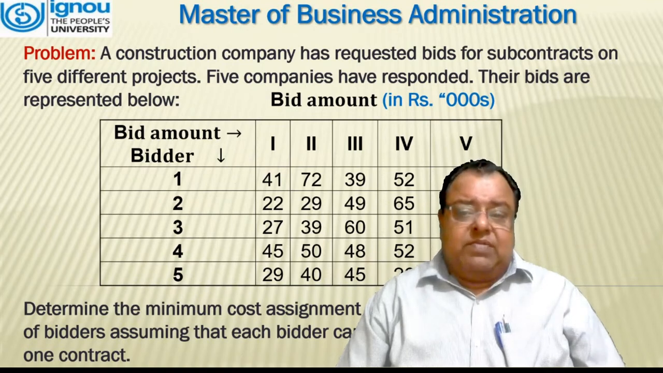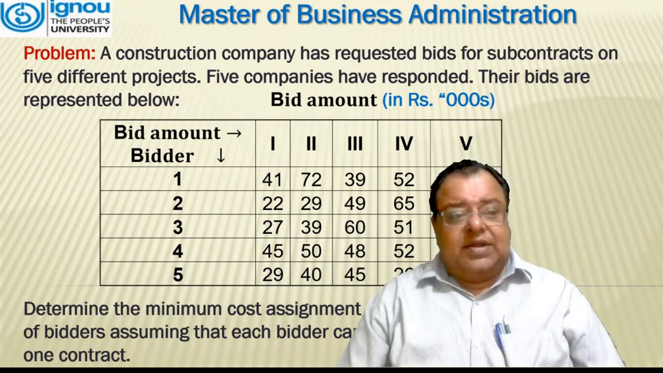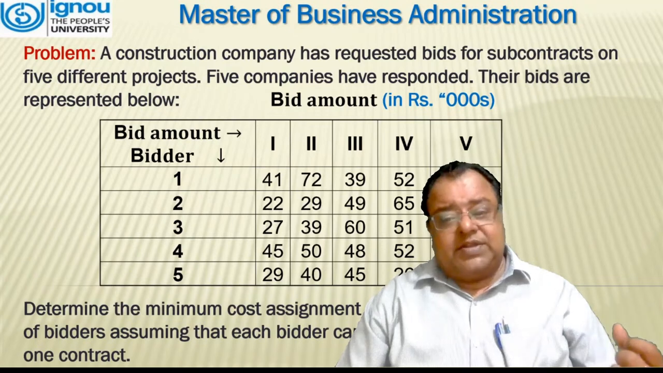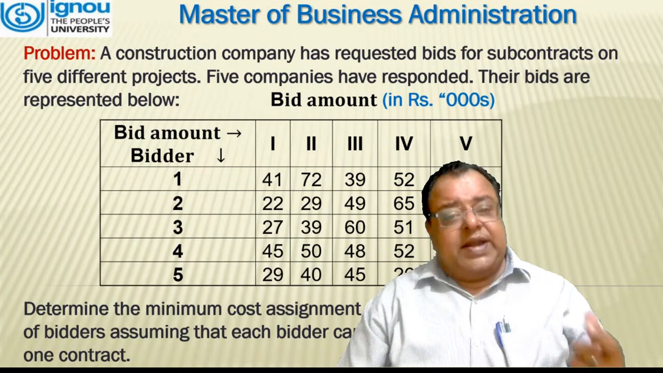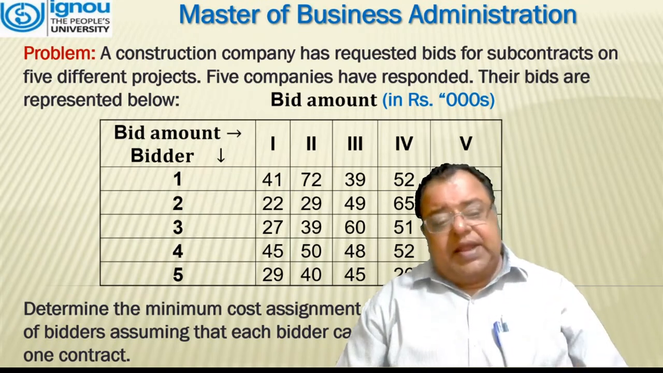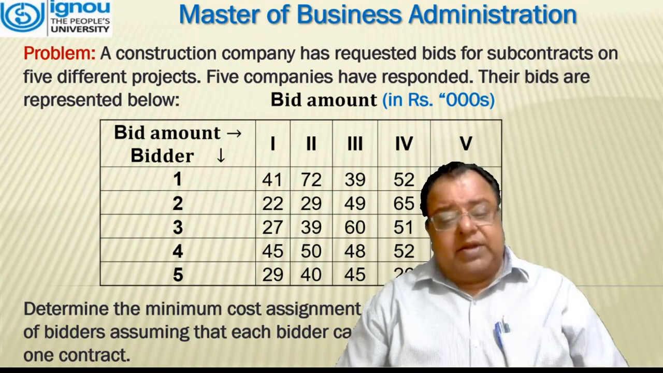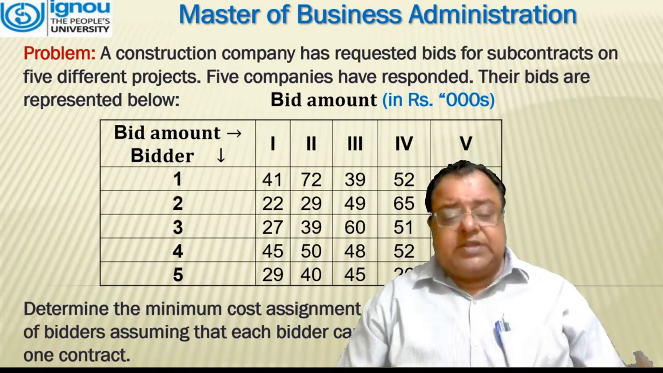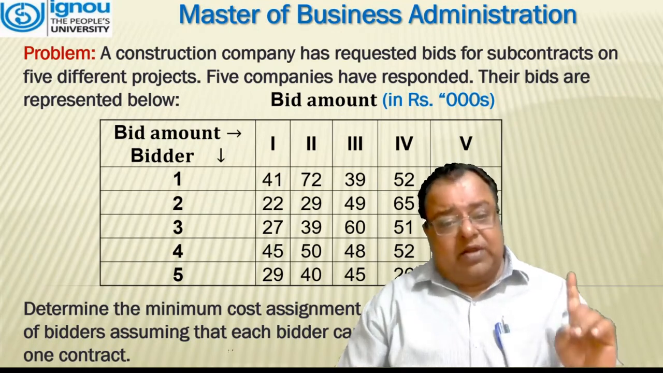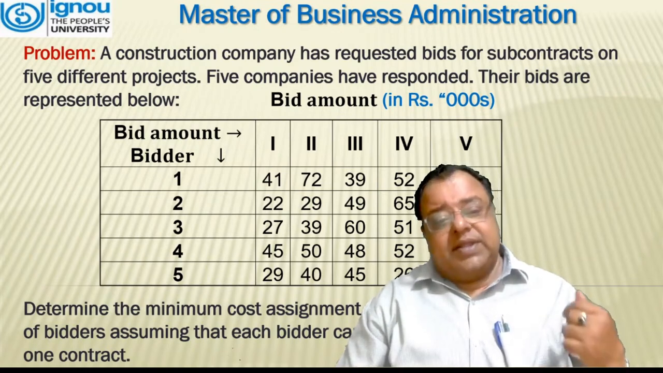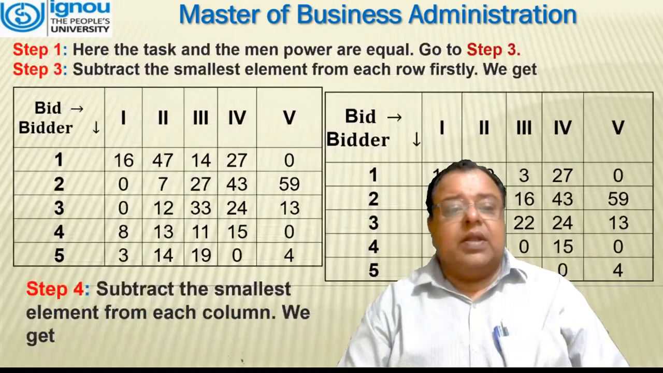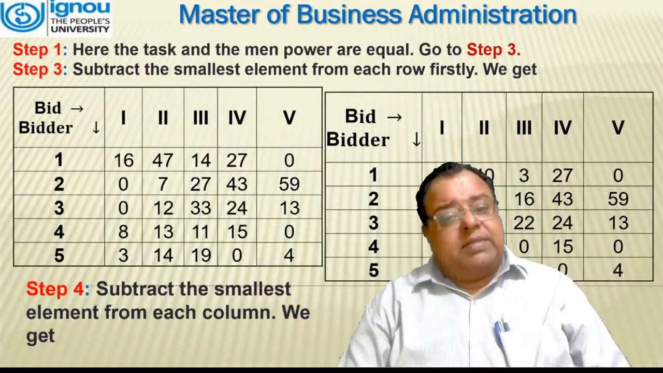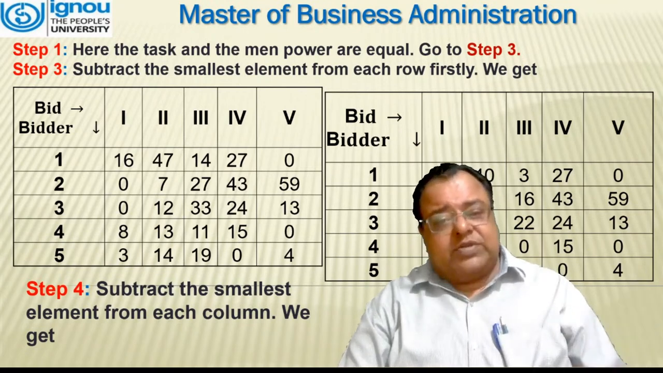Now, a construction company has requested bids for subcontracts on 5 different projects. 5 companies have responded. Their bids are represented by this matrix. Determine the minimum cost assignment of subcontracts to bidders, assuming that each bidder can receive only one contract. The number of rows and the number of columns are the same. Here the tasks and the manpower are equal, so we will straight away go to step number 3.